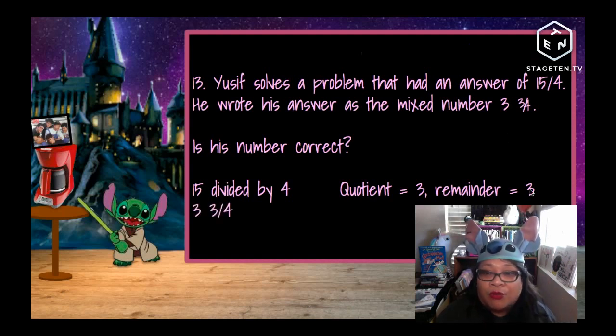So that gives us 3. Here's the quotient, and the remainder of 3 creates a fraction. So 3/4, because you're dividing by 4. All right, so that was the answer there.